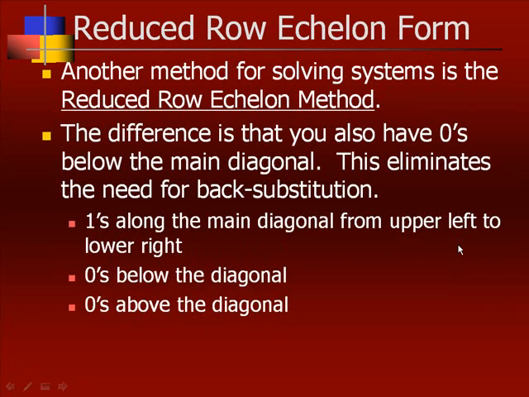Now another method for solving systems is the reduced row echelon method. The difference between reduced row echelon and just plain row echelon is that in reduced row echelon, you also have zeros above the main diagonal. I know that says below, but you'll have zeros above the diagonal and below the diagonal. This eliminates the need for back substitution. So you want the ones along the diagonal, zeros above, zeros below.